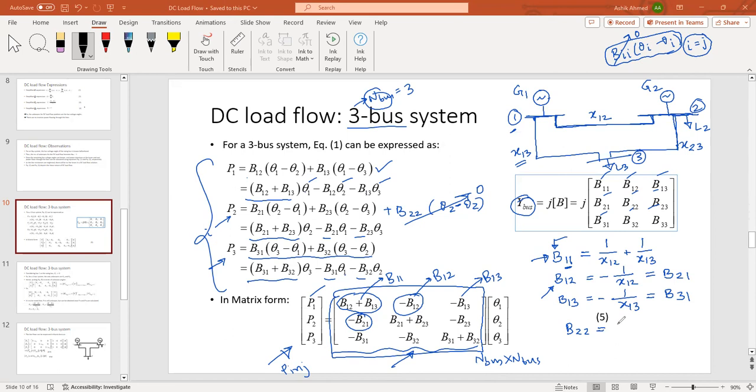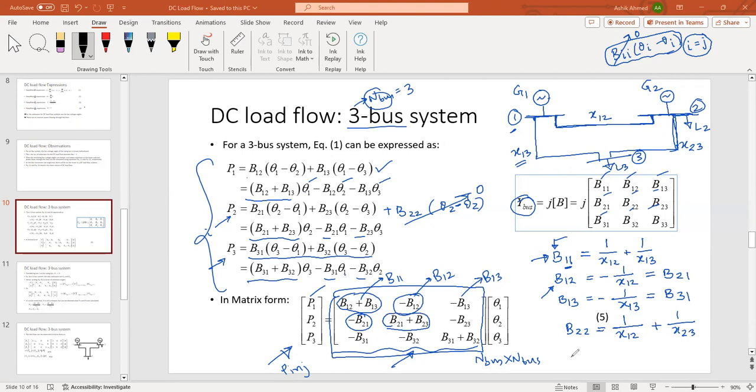Okay. So 2 lines, one line is between bus 1 and bus 2. So simply I have to take the inverse of that line reactance. Another line between bus 2 and bus 3. So I have to take this one. And there are no other lines, only 2 lines. Okay, this is one line, this is another line. So that is the expression of B22, this entry.